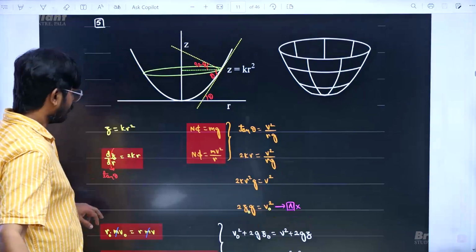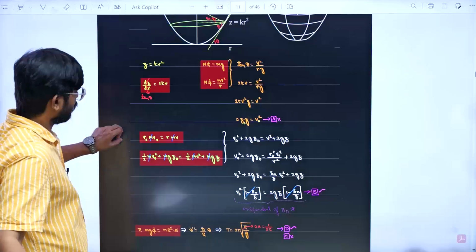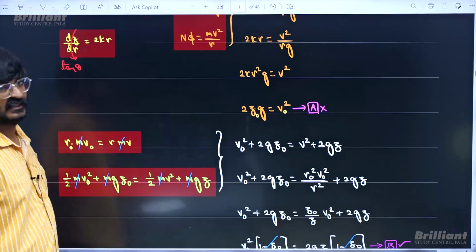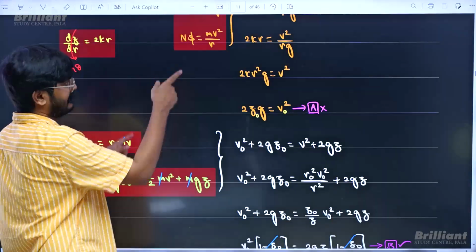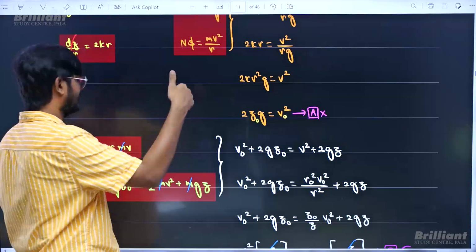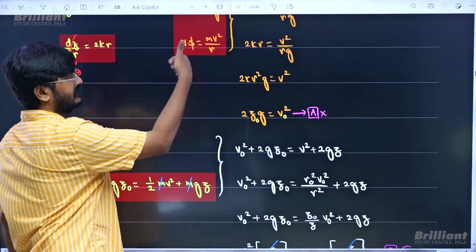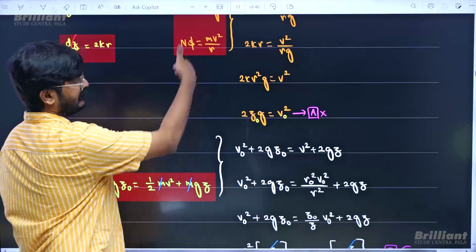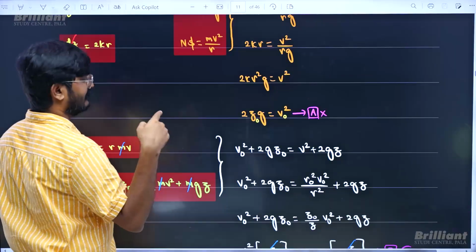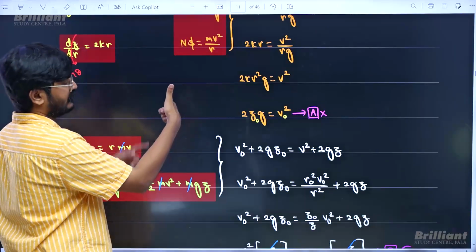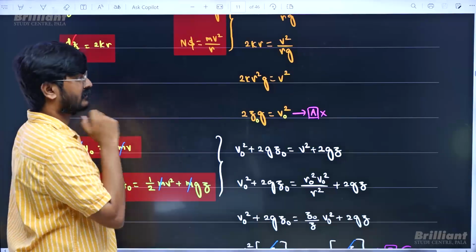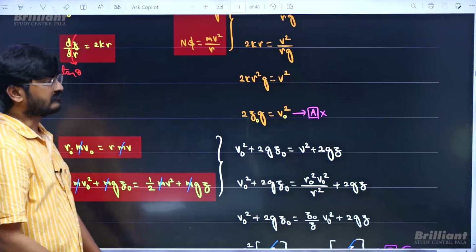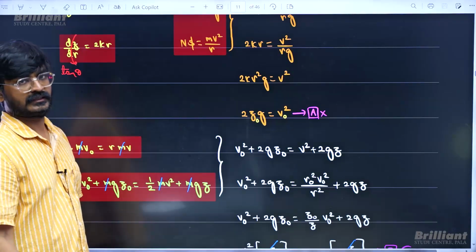Now, initial angular momentum is this much, r0 into mv0. At any moment when its distance is r and its velocity along the surface is v, there will also be some velocity perpendicular to the surface. Initially velocity was this way, but later on there will be two components of velocity, one this way, and the other perpendicular to this. But this is the only component which is going to provide angular momentum.